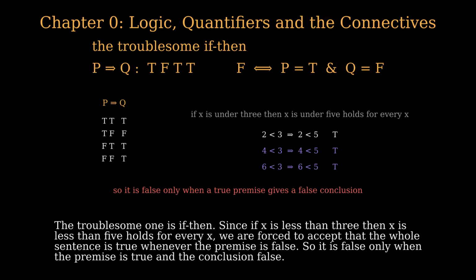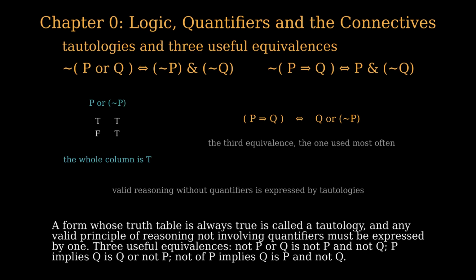The troublesome one is "if then." Since "if x is less than 3, then x is less than 5" holds for every x, we are forced to accept that the whole sentence is true whenever the premise is false. So it is false only when the premise is true and the conclusion false. A form whose truth table is always true is called a tautology, and any valid principle of reasoning not involving quantifiers must be expressed by one.